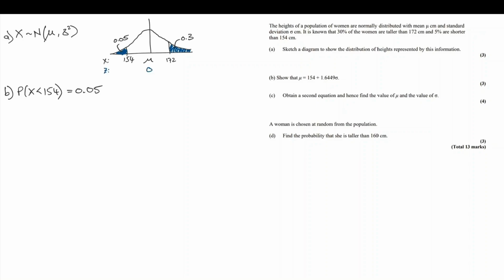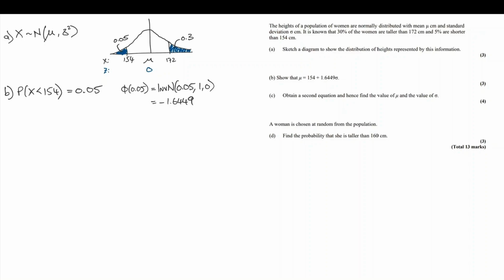I need the z-score that has 5% below it. So I can say that 5%, and I can look this up in the tables or on my calculator using the inverse normal distribution function. I'm putting in the probability on the left, and then the standard deviation, and then the mean. And for the z distribution, we know that those are 1 and 0. Okay, that gives me a z-score of negative 1.6449.